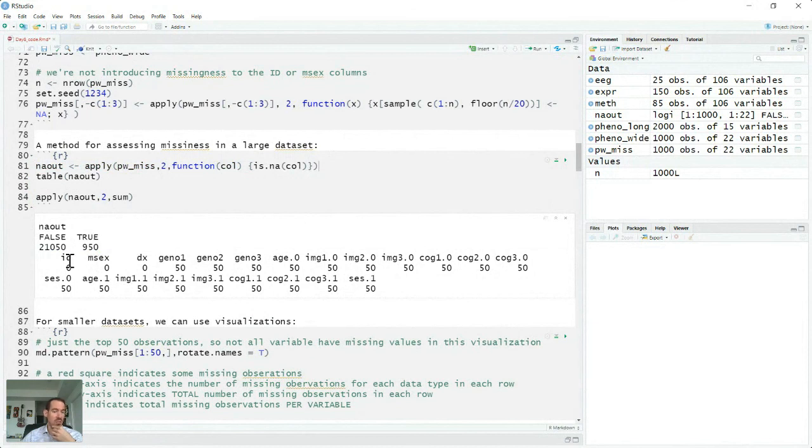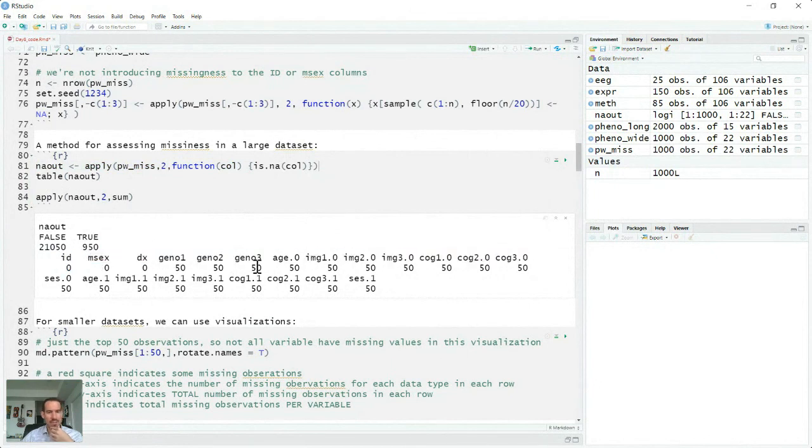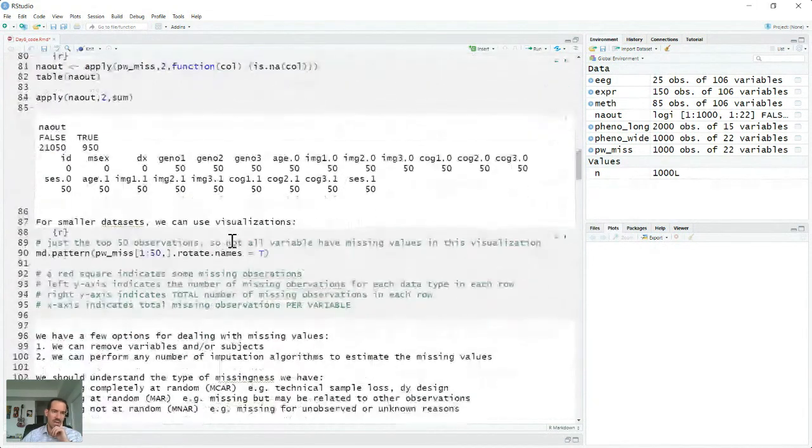And remember, we didn't introduce any missingness into ID, sex, or diagnosis. No missing data. But if you have dozens or even a few hundred variables and you want some numbers on how many values are missing, you can quickly get a picture of that with a summary method like this. There's nothing fancy going on here. It's just operationalizing the R code to get a picture.